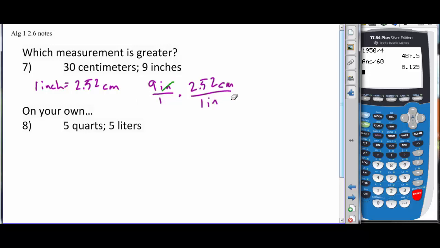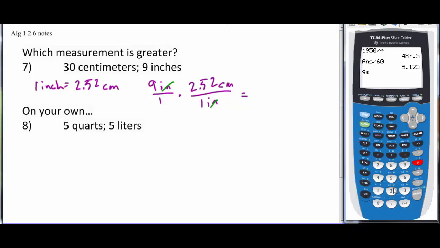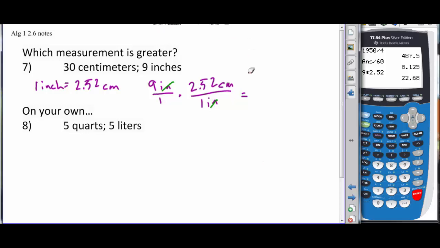And I can cancel out the labels, and we'll do a little calculator work now to figure out what we'd come up with. So 9 times 2.52, and you can see it's about 22.68. So then the question is, which is larger, 30 centimeters or 22.68 centimeters? And obviously 30 centimeters is larger.